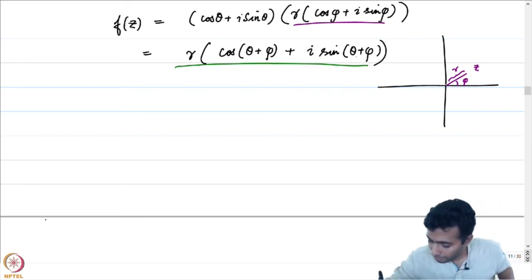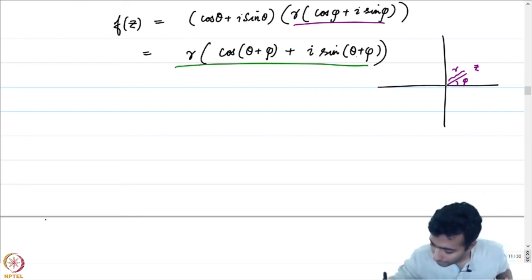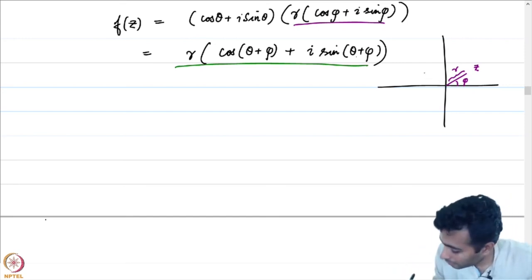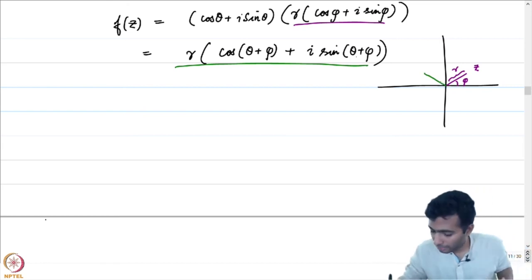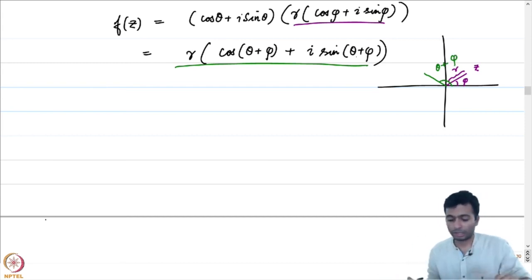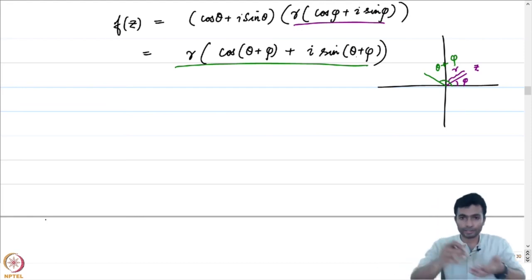This element will have the same magnitude. Notice that the r is the same, and therefore it will have the same magnitude. And this angle is basically theta plus phi. And that's happening to every z. So, what we have concluded by looking at it geometrically is that it is a rotation by theta of every element.